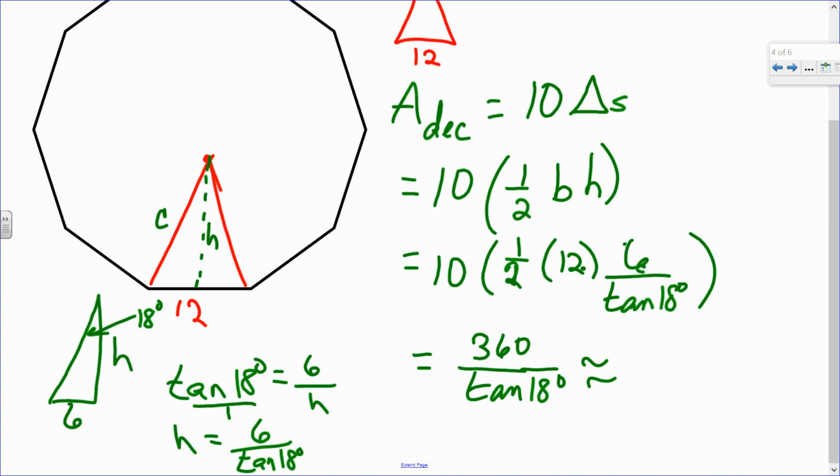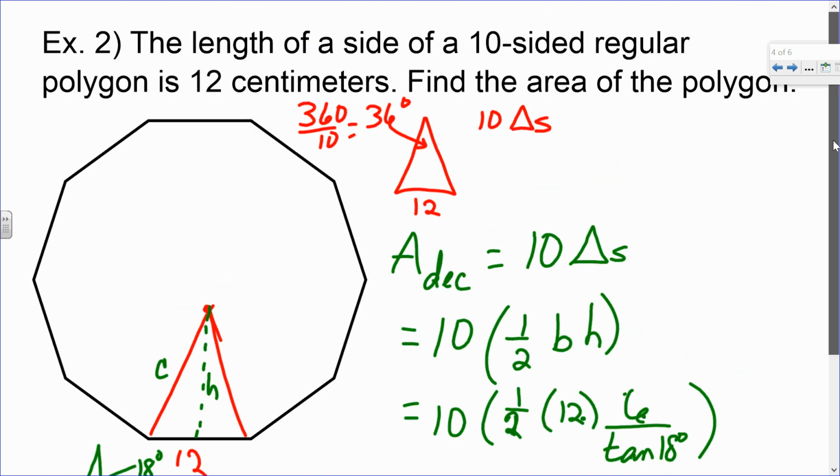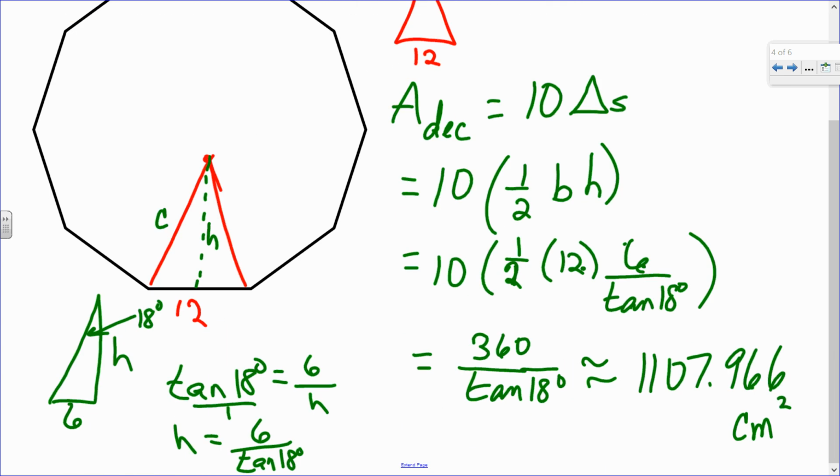Lynn, what do you have? And these were centimeters, I think. Yes, so square centimeters. So that one makes sense. Okay, one more example.